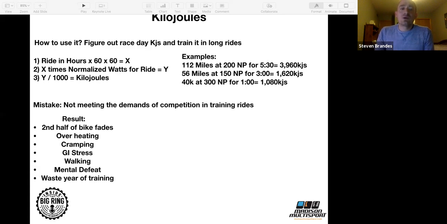And what happens when you don't meet or exceed the demands of competition in training? You fade. The second half of the bike ride, you fade. This is a big one. You start to overheat. Your core temperature goes way up. So when you get to the run, or somewhere in the second half of the run, or somewhere on the bike, you start to feel really warm. It's because you're overexerting. It's because you're going to a place you've never gone to before. And when you start to overheat, you're done. You can't really recover from overheating. You can put all the water on your head that you can.